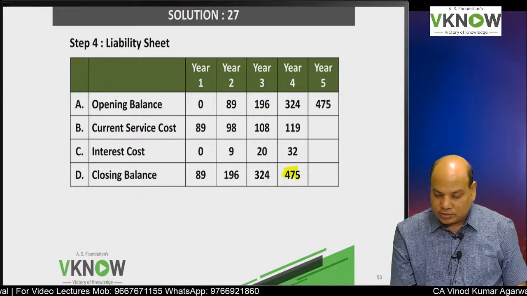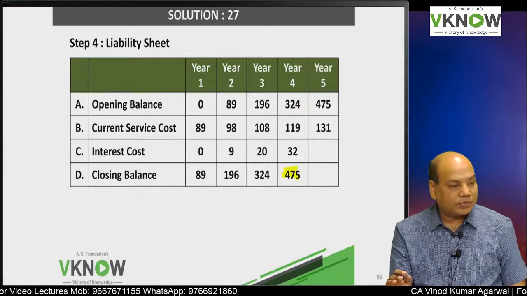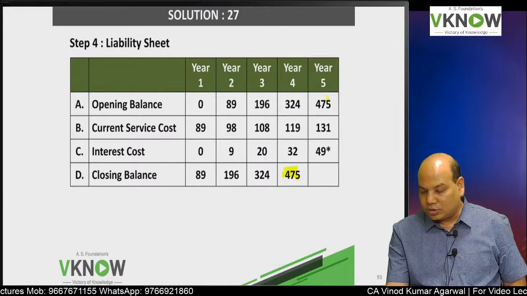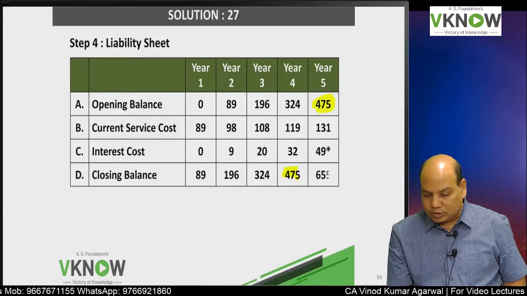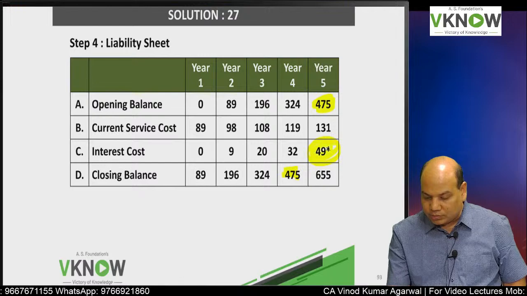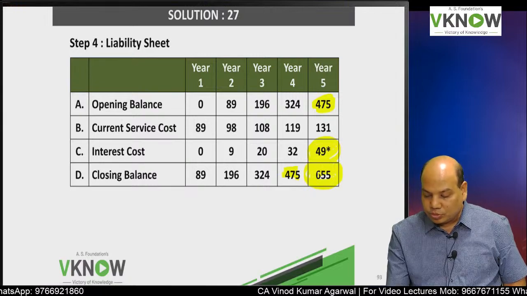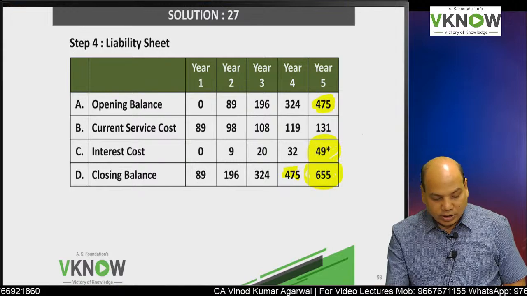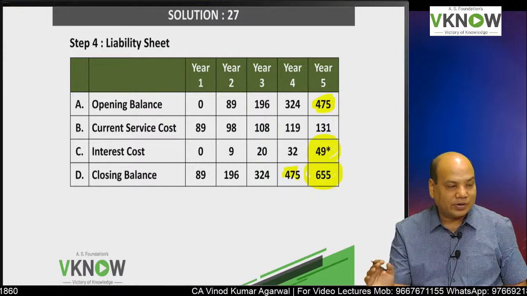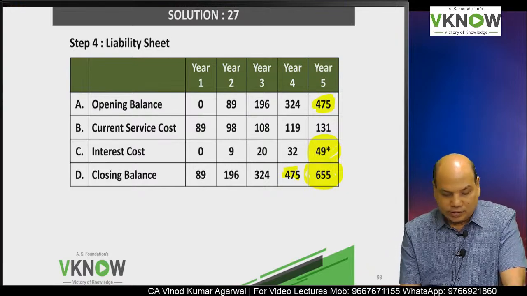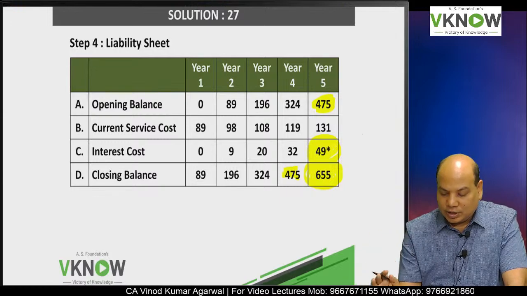475 opening balance. Current service cost step 3 above table 131. Interest cost in the last year is the balancing figure, very important, because my total amount to be paid to employee is 655. To make the total closing balance 655, make the interest in the last year a balancing figure. So that is 49. So this is my liability sheet. They have not asked you to pass journal entry.